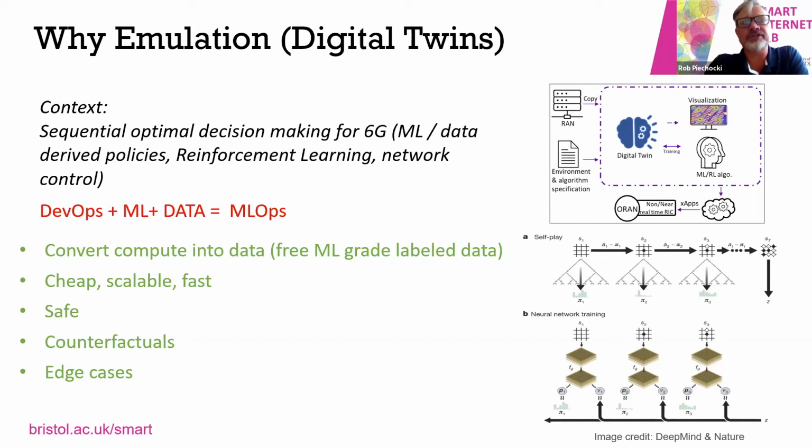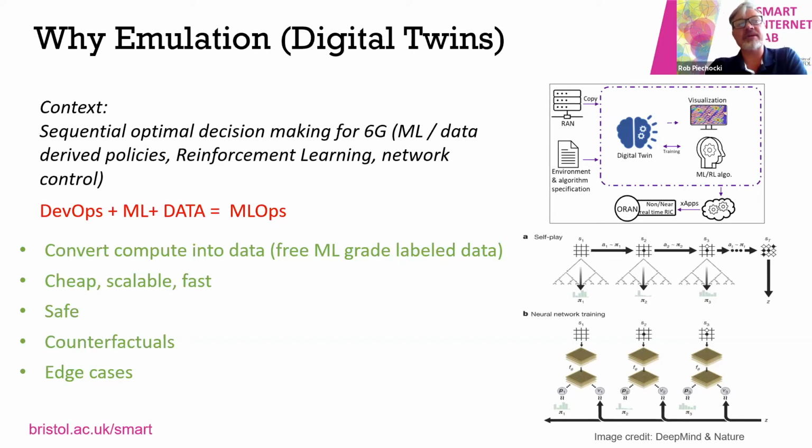So why emulation? Why digital twins? What do they offer us? In my mind, the biggest benefit is the ability to convert computations into data. Computations are cheap, becoming increasingly cheap. Data is expensive, and specifically, it's not just the data; it's the ML-grade labeled data that is expensive. It's cheap, scalable, fast.